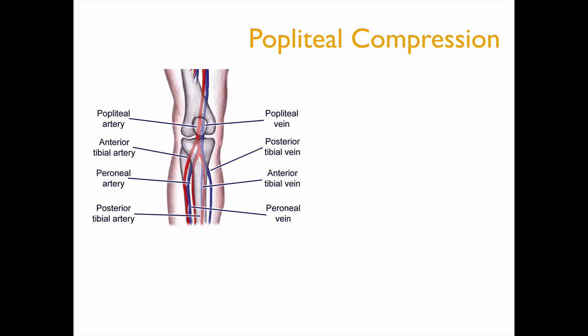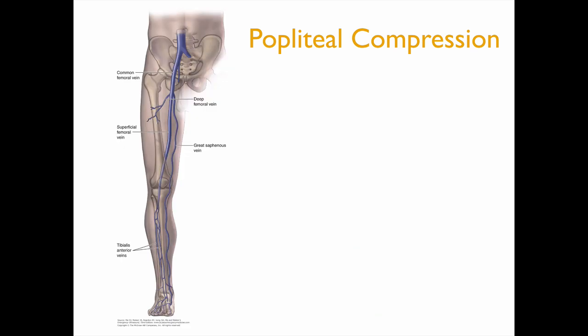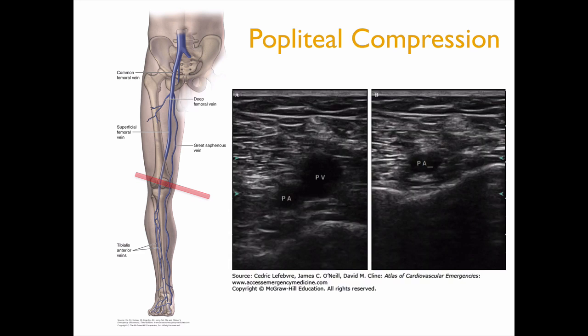To adequately examine the popliteal fossa, 1-point compression is required. However, it is important to evaluate the entire fossa for venous compression. Often throughout the popliteal fossa, you will see the vein above the popliteal artery. This is known as pop on top. This is an example of adequate compression performed in the popliteal fossa. You can see the collapse of the popliteal vein. The popliteal vein is initially outlined in blue, and then with compression, you can see the apposition of the venous walls.